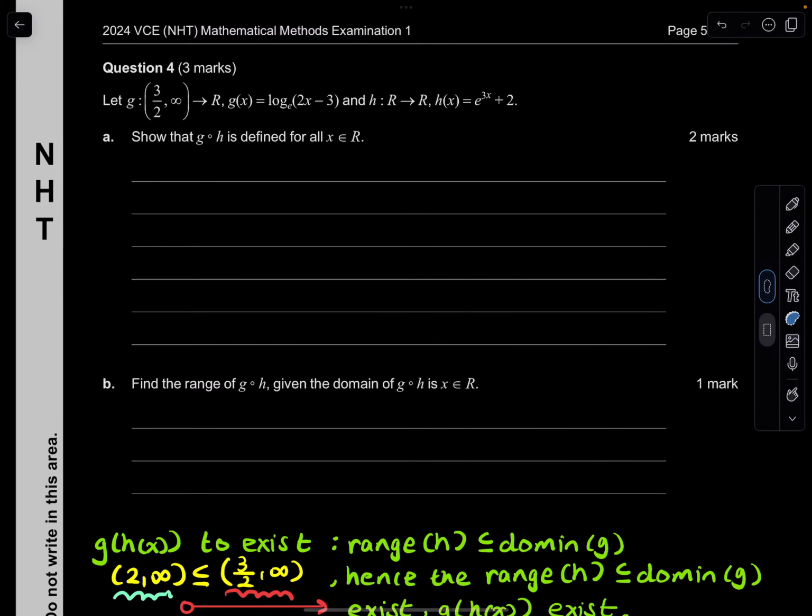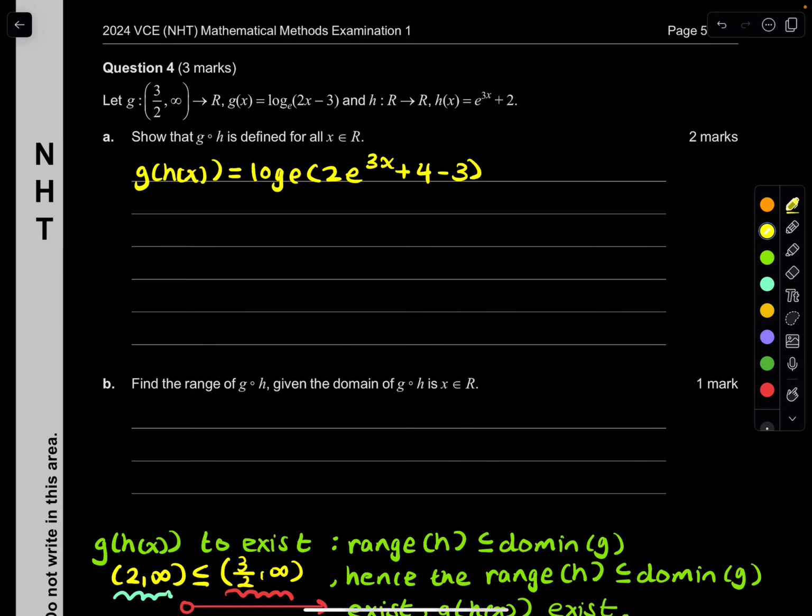Let's explain. So we know that g of x is what? So this is what we're trying to prove: g of h of x. So let's actually write the function, which basically means g, so log e of 2e^(3x) plus 4 minus 3. So g of h of x, you're basically subbing h of x into all of the x values, and you should basically get log e of 2e^(3x) plus 1.